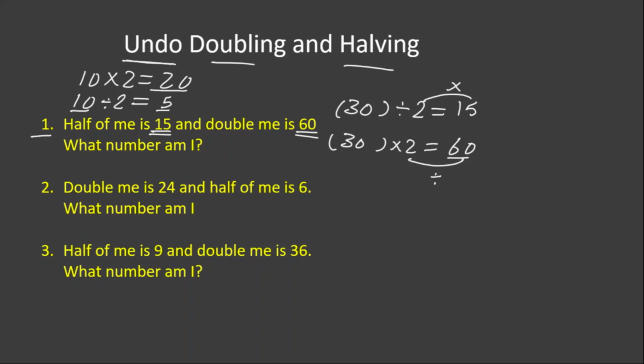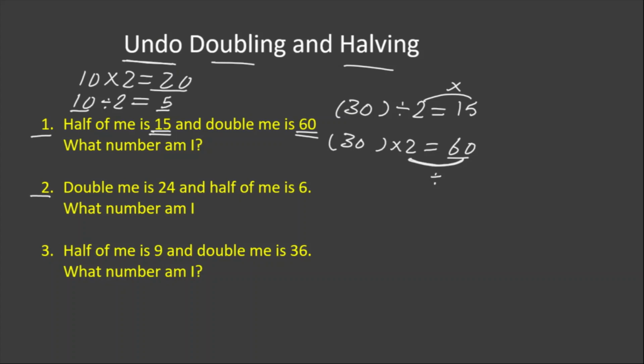This is how we can undo doubling and halving. To undo halving, we double the result. To undo doubling, we halve the result. So this is how we can undo doubling and halving. Let's now move to the next example, which is example number 2.